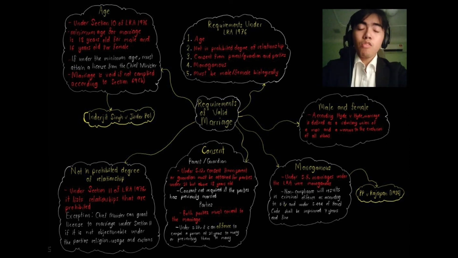In conclusion, for a marriage to be valid, it must meet all the 5 requirements, as any vitiating factors can lead the marriage to be void.